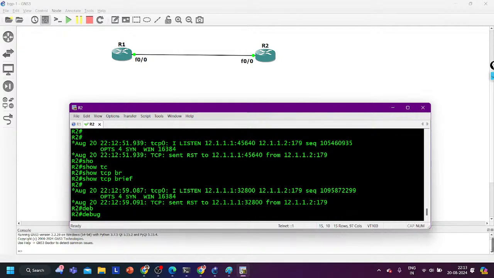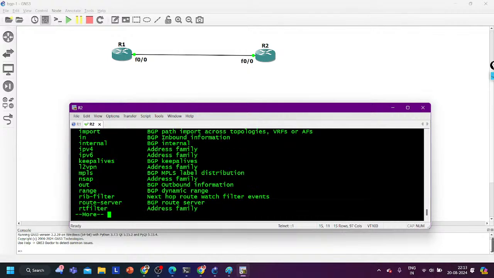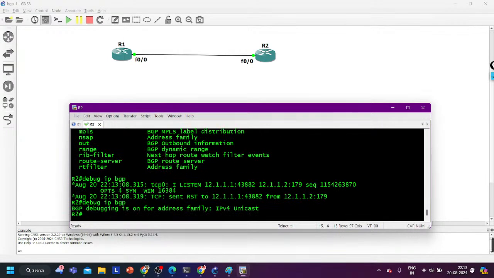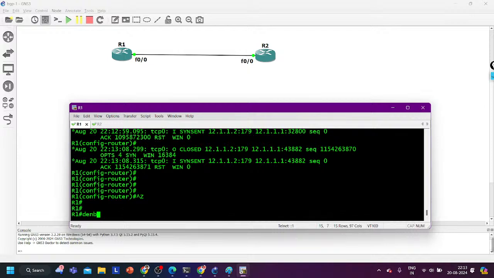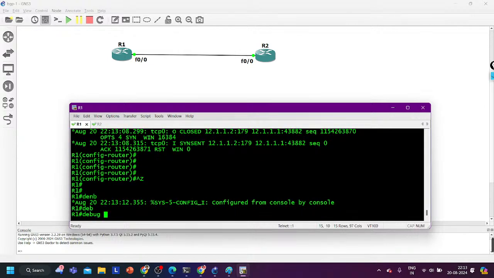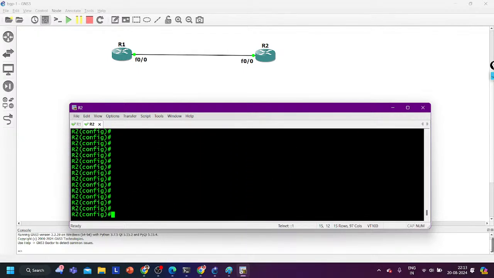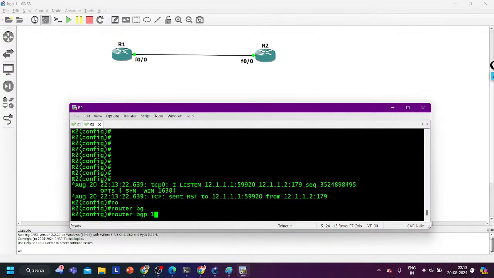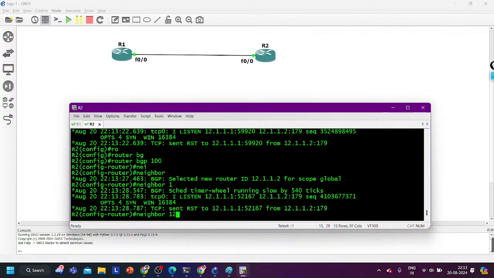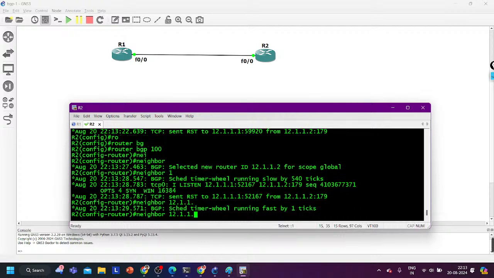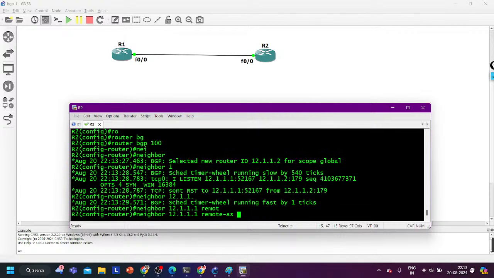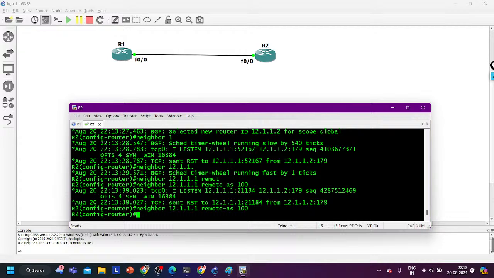Hope you are getting me. Then debug IP BGP, and on router number 2 also I am going to debug BGP as well. Debug IP BGP. Now let me take you to R2. Config T, router BGP AS number 100 and here the neighbor is 12.1.1.1 and the remote AS of the neighbor, guys, is 100.